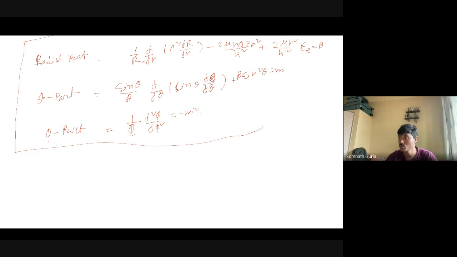Now we try to solve the theta and m part and this theta part. Initially they solve the phi equation first, solving the phi equation will get e to the power i m phi.